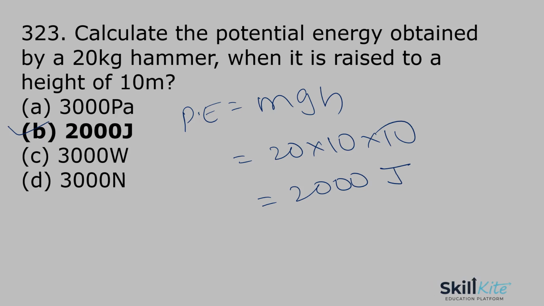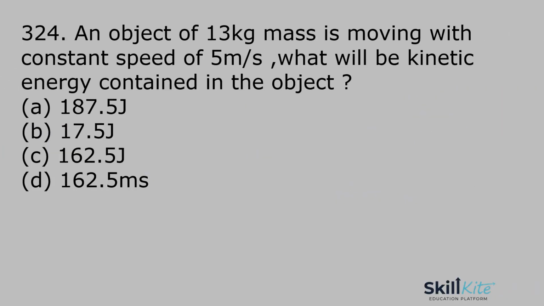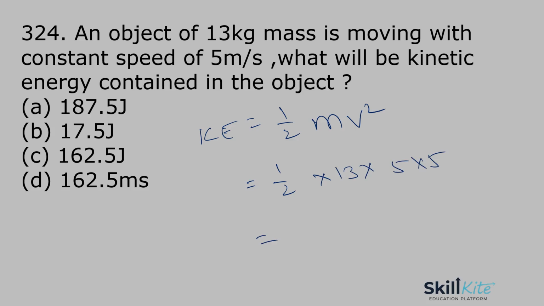Okay, an object of 13 kg mass is moving with a constant speed of 5 meter per second. What will be the kinetic energy contained in the object? So kinetic energy equals to half mv square kada. So half into 13 into 5 into 5. So it is around 162.5 joules. Okay, so option C.